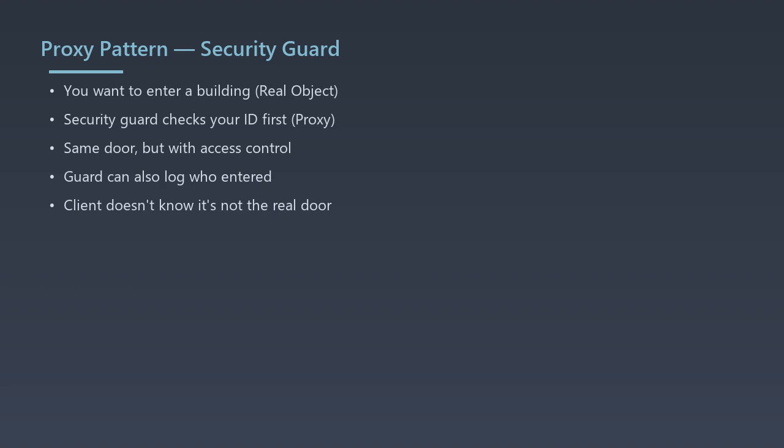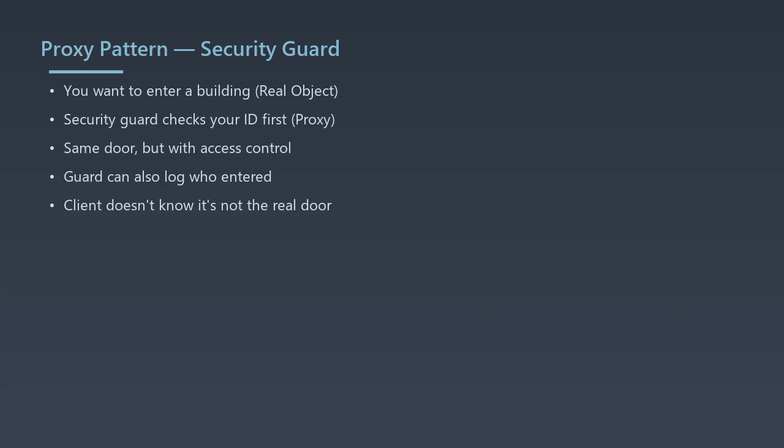Think of a building with a security guard. You want to enter the building, that's your real object. But there's a guard at the door. He checks your ID, decides if you're allowed in, and logs your entry. He's a proxy. From your perspective, you're still just walking through a door. But the proxy added access control and logging without changing the building at all.